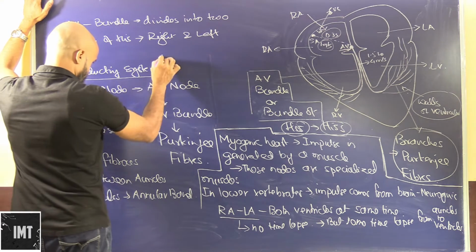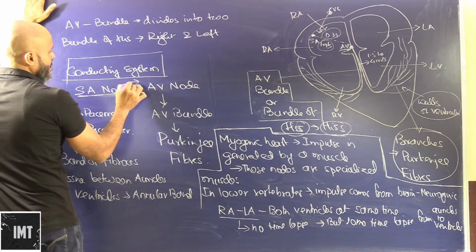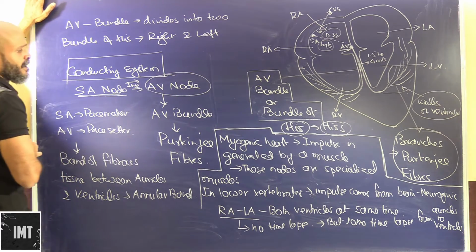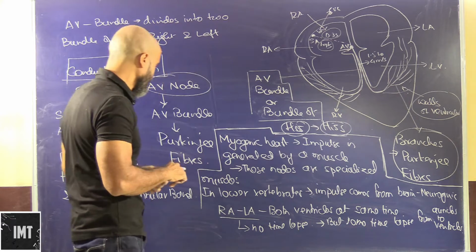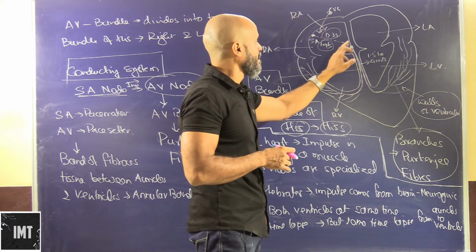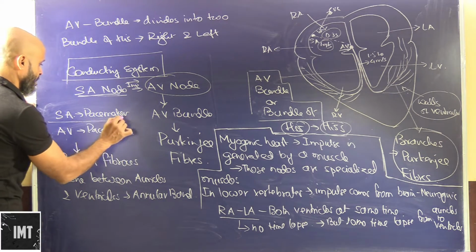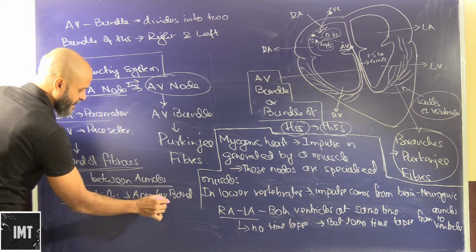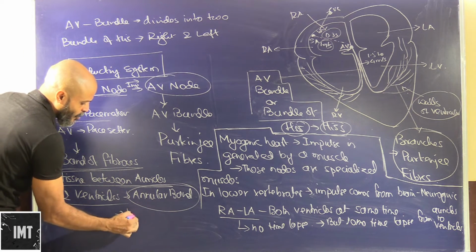So in the conducting system, the impulses from the SA node are carried all the way to the AV node. Again, we saw why we need an AV node. Between the SA node and the AV node, there is a band of fibrous tissue between the auricles and ventricles, known as the annular band, and it basically lowers the conduction.